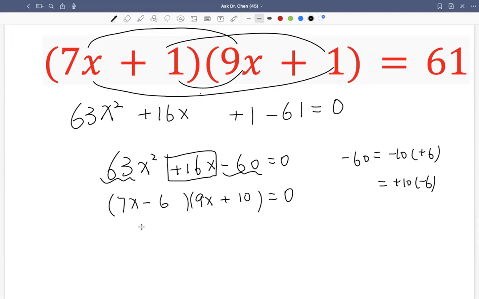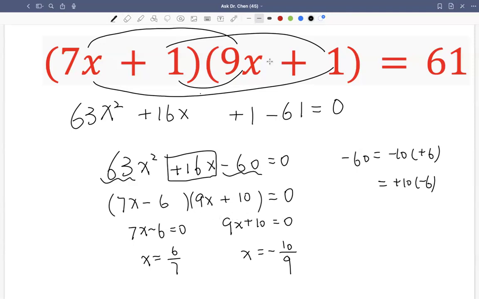So now, by zero property, two factors multiply to be 0. That means each one of them can be 0. So set this one to be 0, and we set this one to be 0. So this one to be 0, solve for x. X is 6 over 7. Solve this one, get negative 10 over 9. So we get two solutions, right? This is a quadratic equation. So this is one way, but this requires factoring skill.